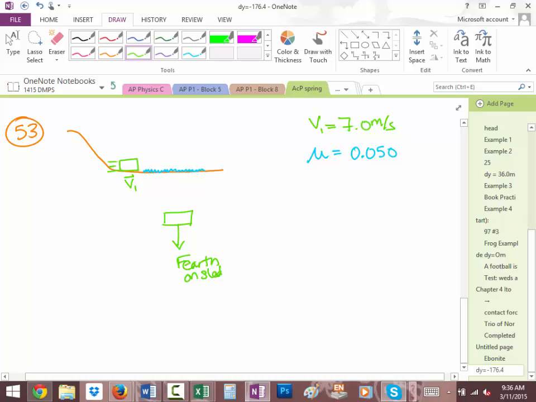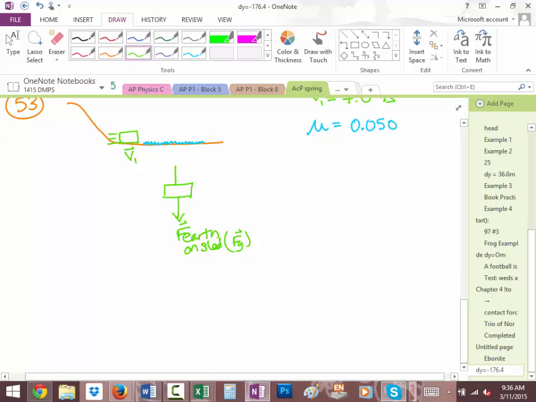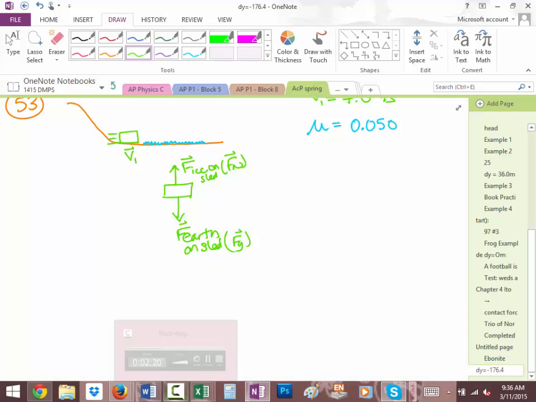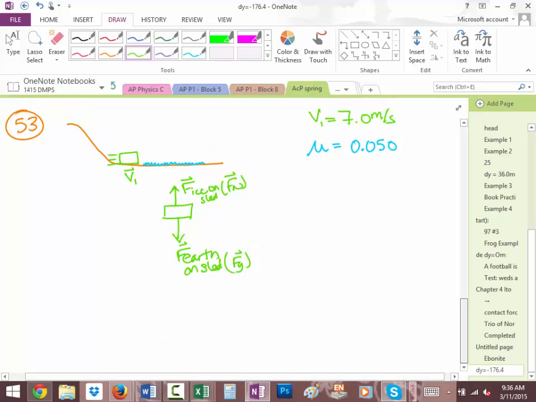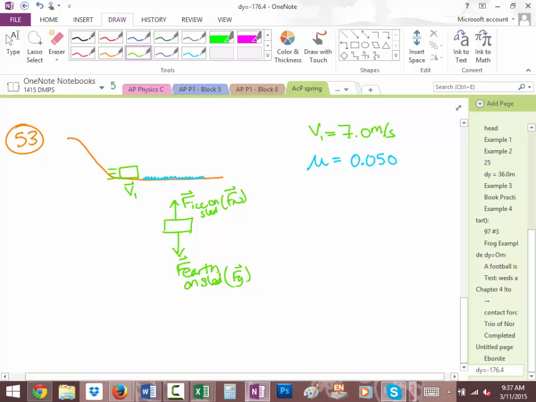Besides the earth on the sled, what else you got? Normal force. Where does that one go? Perpendicular to the surface. That means it's going to be straight up, right? So that's the force of the ice on the sled, F sub n. This is what I want your free body diagrams to look like, friends. So if it doesn't look like this, start making it look like this.